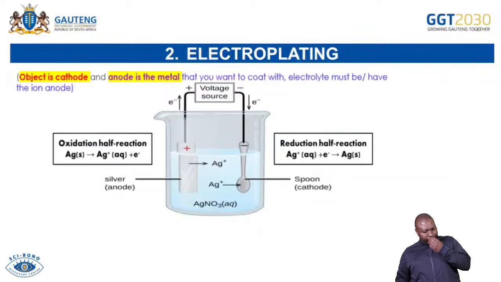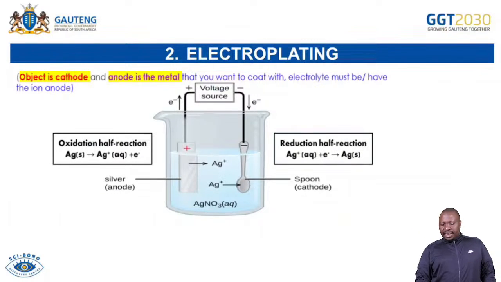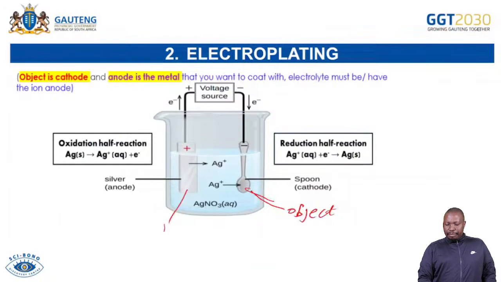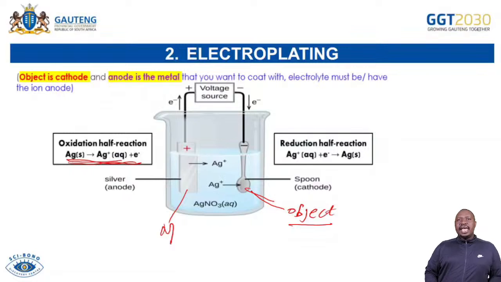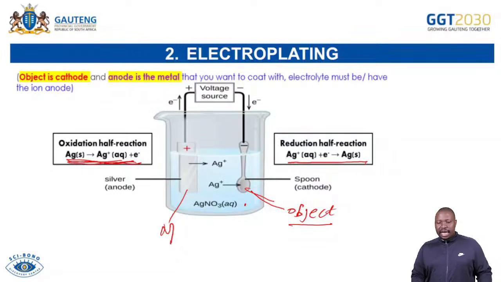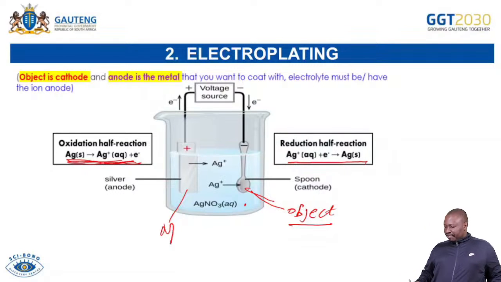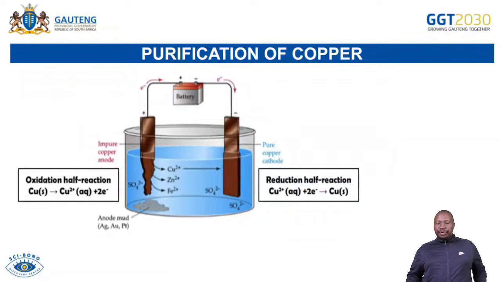In electroplating, you will always have an object, which in this case is the spoon, and you will have a metal, and it is the metal that loses electrons. And on the spoon side, or the object side, on the cathode, you just write the reverse reaction. Hence the concentration of the electrolyte remains the same, because it is this Ag that is losing electrons to form Ag plus, and we just write the reverse reaction on the cathode side. And then the spoon will be plated with silver, and I've indicated as well purification of copper.